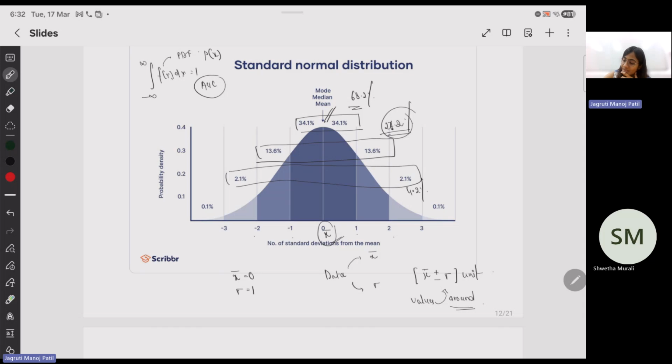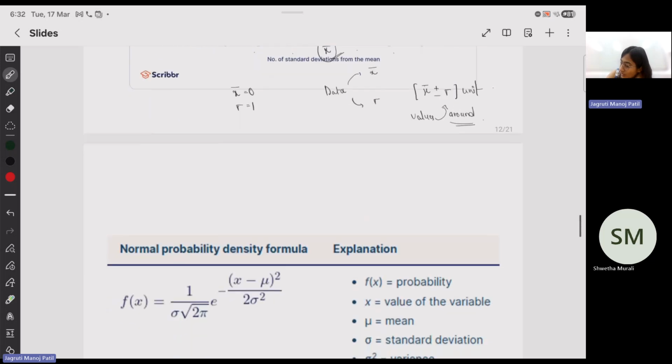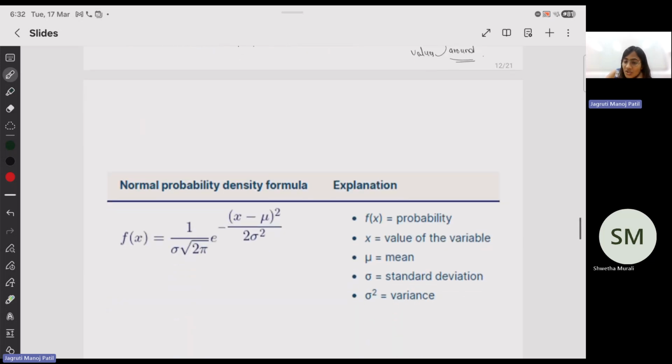Now, how do you represent this? You represent it as the probability of x given that I know x bar and sigma. That's how you write the function. In this case, the function given below was this one. The function you can always write as a times the exponential of this whole term.